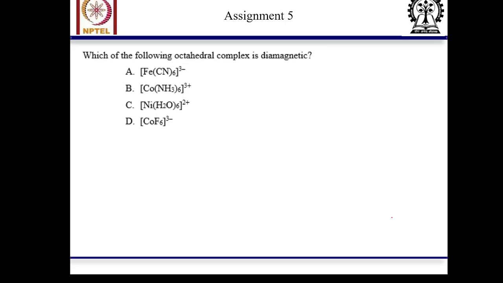Which of the following octahedral complexes is diamagnetic in nature? Again we have to see. This is Fe3 plus. Fe3 plus means d5. d5 means paramagnetic, because anyway one electron is unpaired. This is Co3 plus, d6 strong field ligand, diamagnetic. Ni(H2O)6 2 plus: this is d8, weak field ligand, paramagnetic. This is d6 weak field ligand, paramagnetic. The correct answer is the Co(NH3)6 complex.